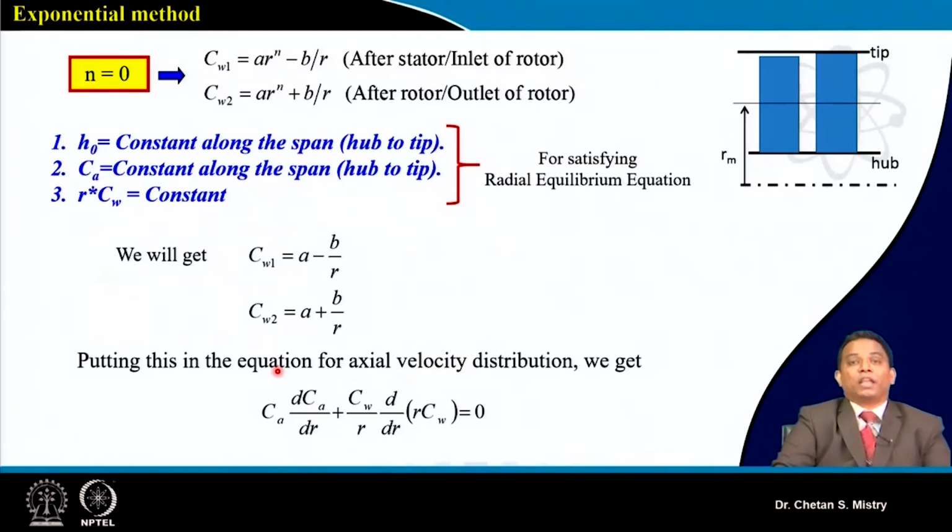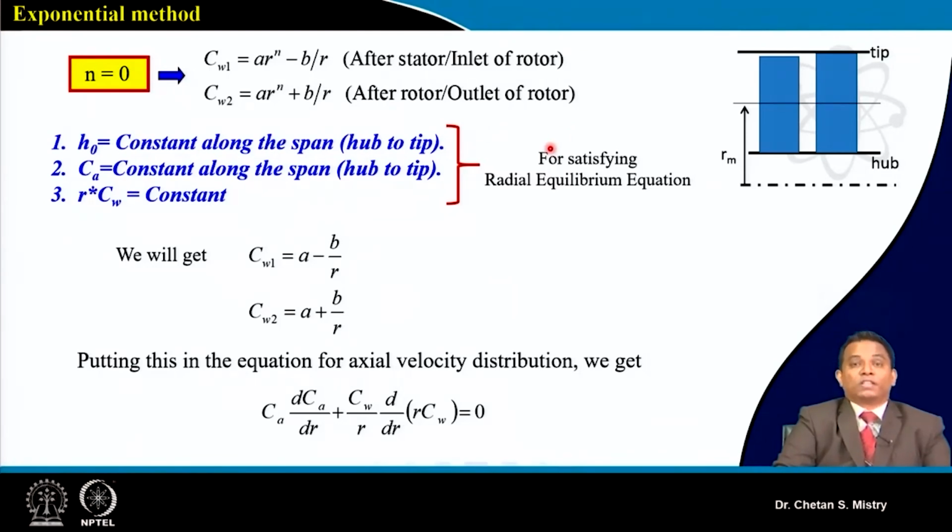Suppose I consider n equal to 0. In this equation, that is my CW1 and my CW2. And as we have discussed, our requirement is to satisfy my radial equilibrium equation. In order to satisfy it, I need H0 equal to constant, I need my axial velocity to be constant, and I need my CW into R equal to constant. If these three are met, then we can say we are satisfying radial equilibrium.